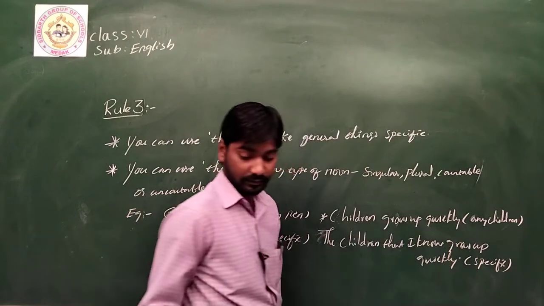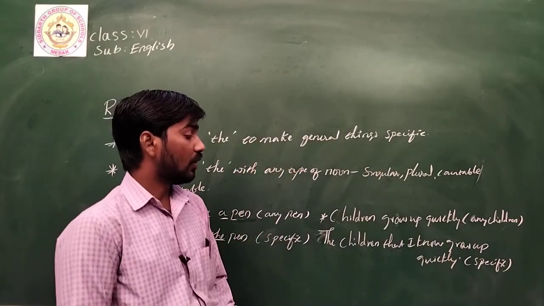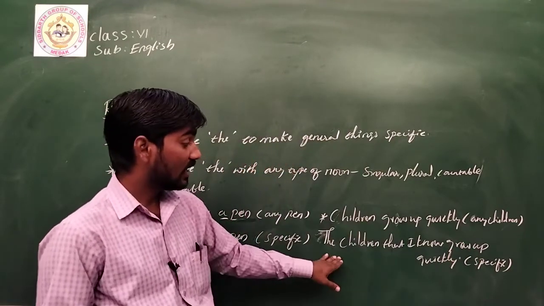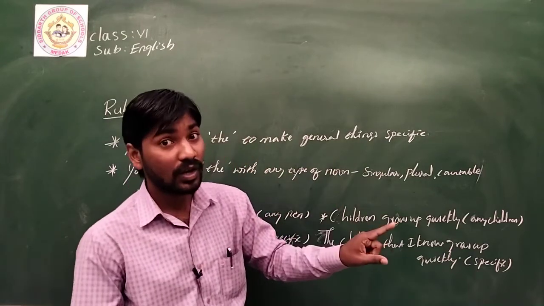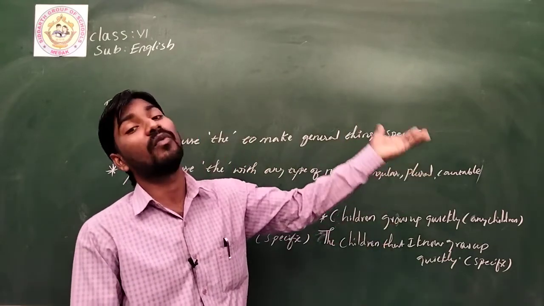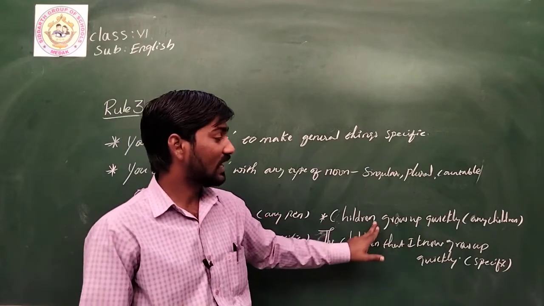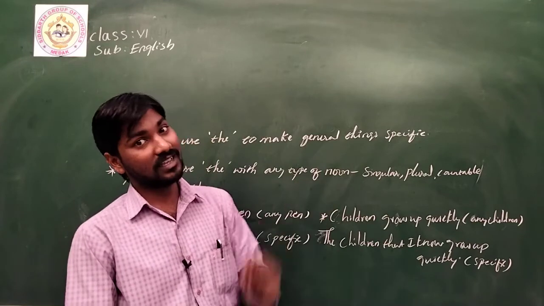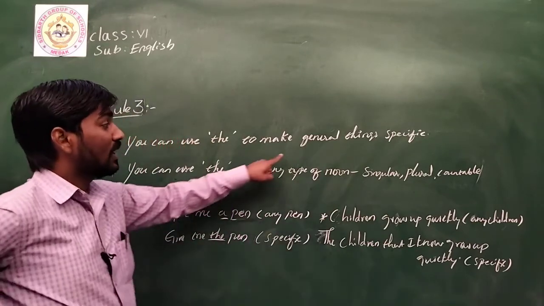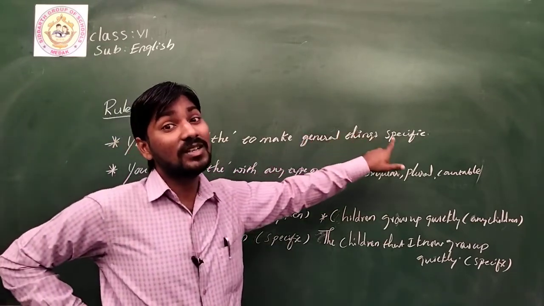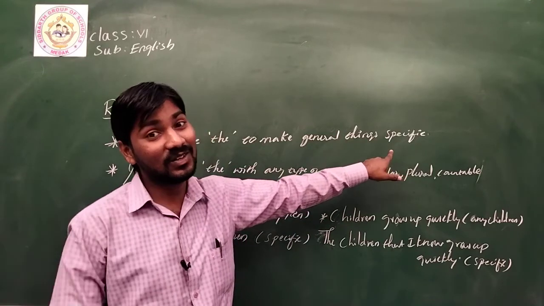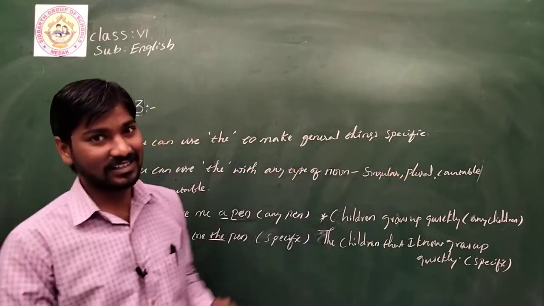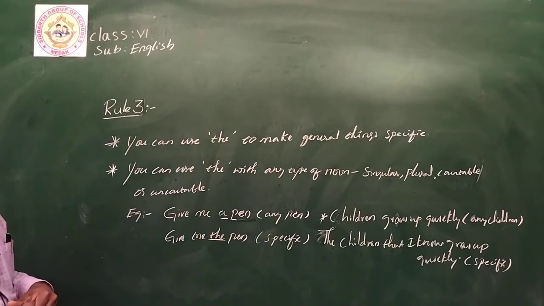Children grow up. So the children that I know grow up quickly. So what is here? The children, someone I know. Which children I know, they grow up quickly. So that is the difference between these two. One is any children, but here I am specifying someone. So the is used to make general things into specific things. Now you can understand, right? What is general and what is specific, right? So this will be very simple.